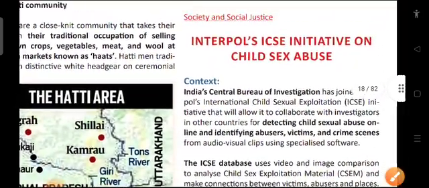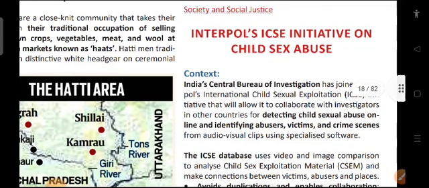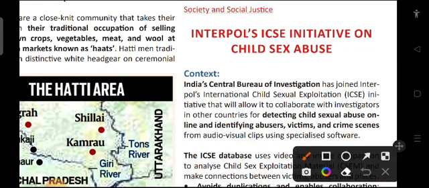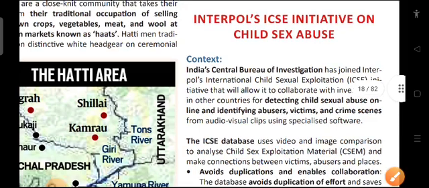Then the next part is society and social justice. Interpol's ICSE initiative on child sex abuse. What is the context? India's Central Bureau of Investigation (CBI) has joined Interpol's International Child Sexual Exploitation (ICSE) initiative that will allow it to collaborate with investigators in other countries for detecting child sex abuse online and identifying abusers, victims and crime scenes from audio-visual clips using specialized software.